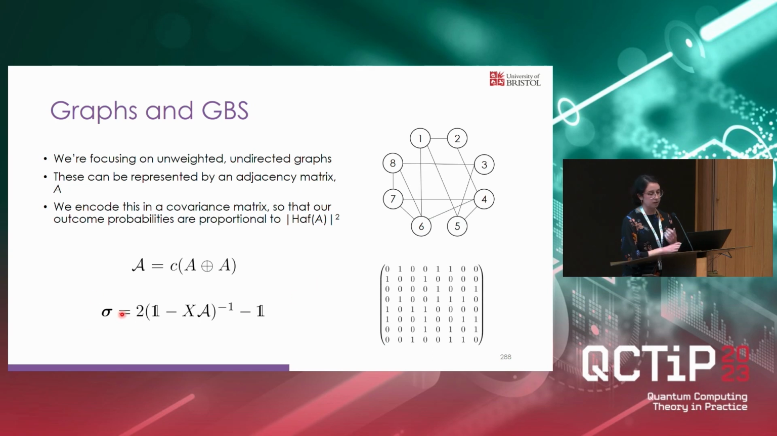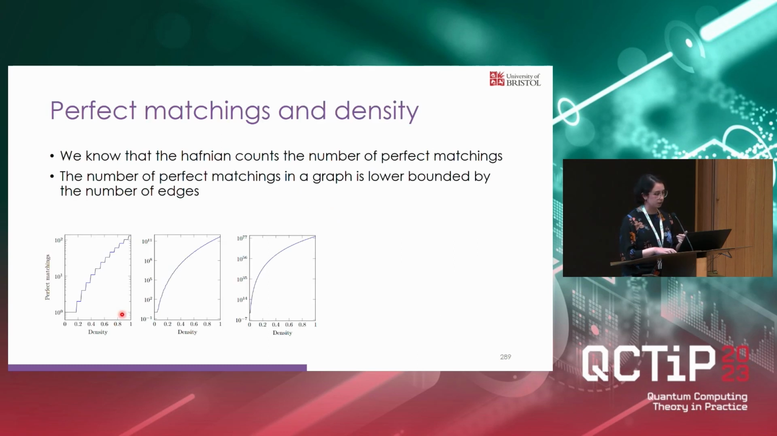So this is how we find our covariance matrix. And there's also this extra degree of freedom C, which is essentially going to tell us how bright our squeezers are, how bright our sources are. So this is going to tell us basically which submatrices have the highest hafnians, because those are going to be the most likely outcomes. We know that the hafnian counts the number of perfect matchings in a graph, and previous work tells us that the number of perfect matchings in a graph is lower bounded by the number of edges.